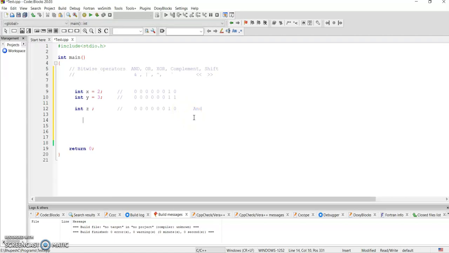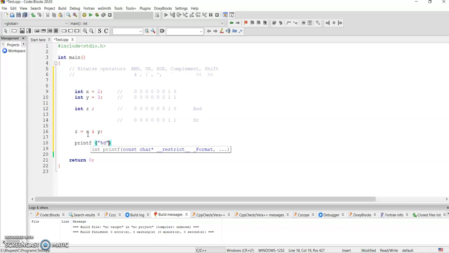Similarly, for OR, since any of these is 1, it will be 0, 0, 0, 0, 0, 0, then 1 and 1. That means if I do the AND operation of x and y, the value will be 2. If I do an OR operation, it will give me 3, because this is 3 and this is 2. Let us do z equal to x ampersand y, and then printf.